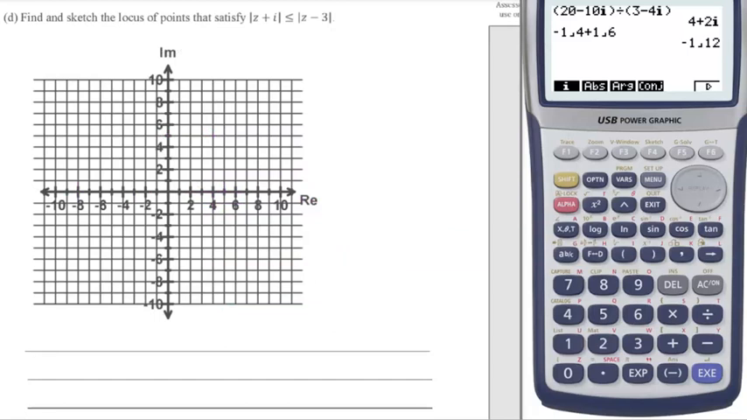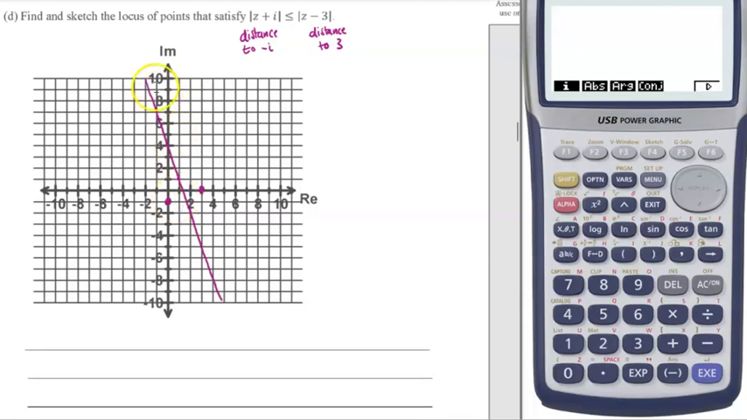Part D is a question about loci. So we want to find and sketch the locus of points that satisfy this equation. So a reminder of what this is telling us. This modulus means distance. So that's what happens when we get those straight lines. And this is saying that the distance of z to negative i, because it's always a minus the thing, is less than z to 3. So we're looking for the line that goes evenly between negative i and 3. So the perpendicular bisector there.